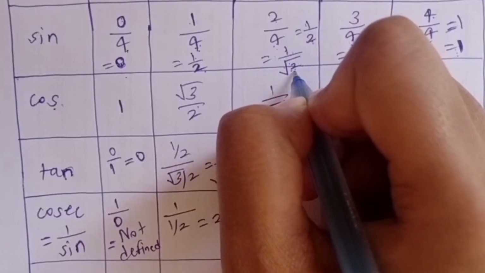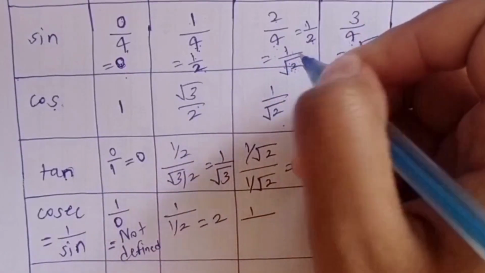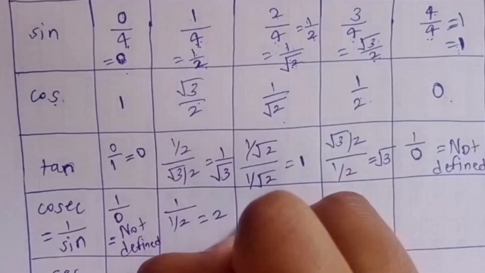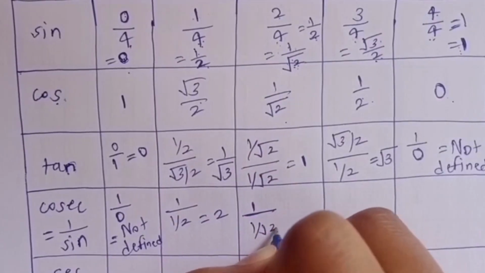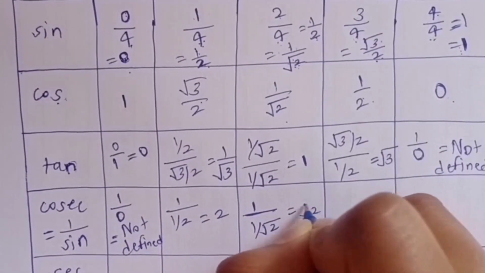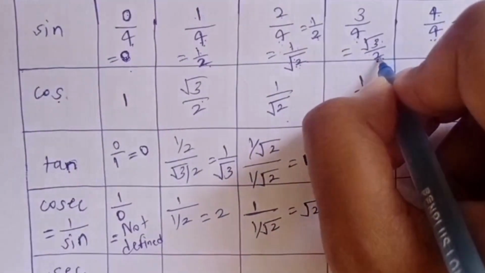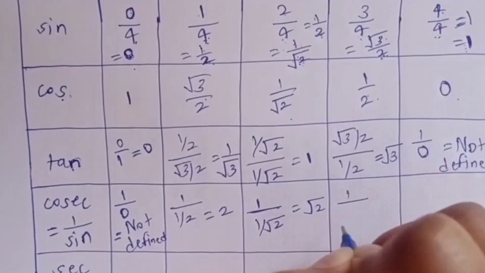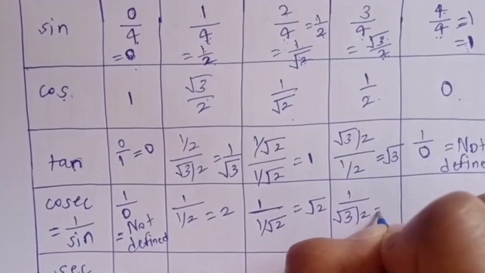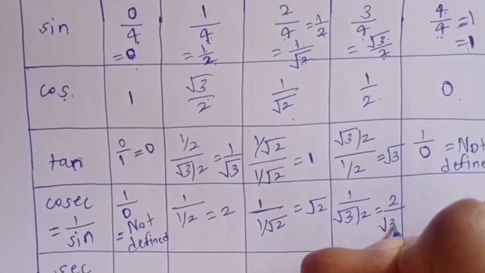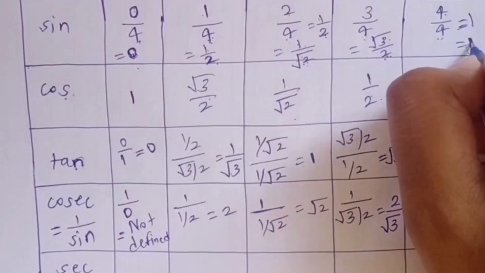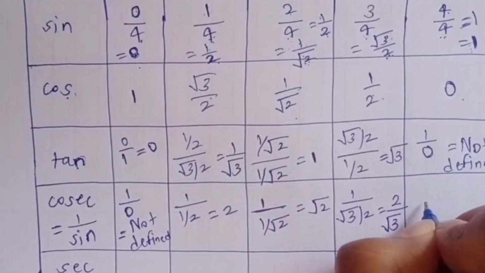Here we have 1 upon root 2. So its reciprocal is 1 upon 1 by root 2. That is root 2. Then we have root 3 by 2. So 1 upon root 3 by 2 will be 2 by root 3. Here we have 1. So 1 upon 1 will again be 1.